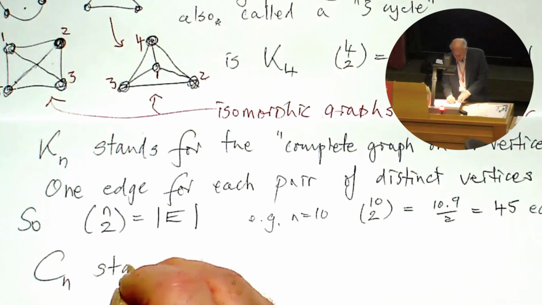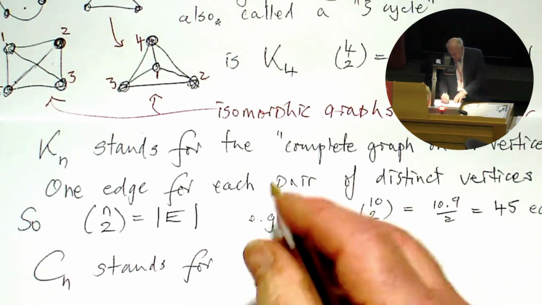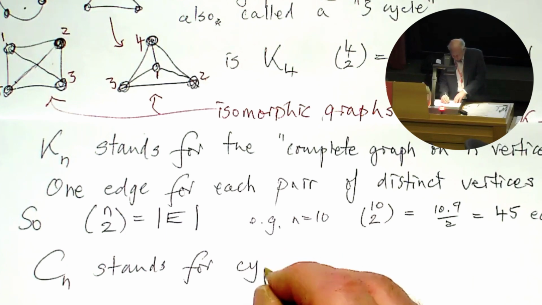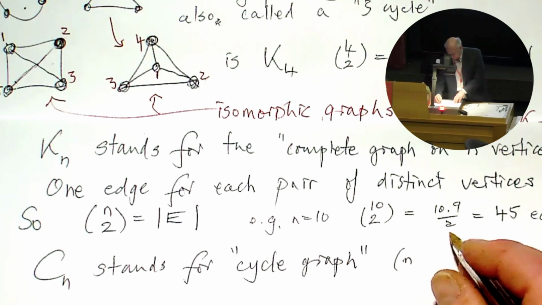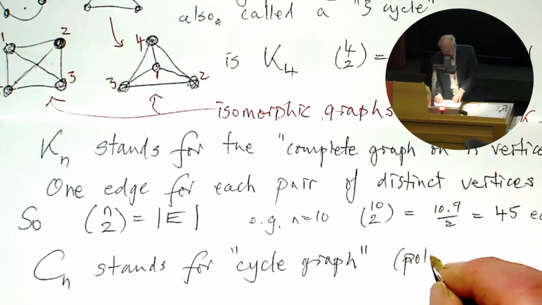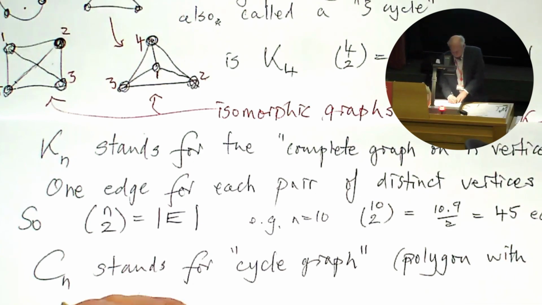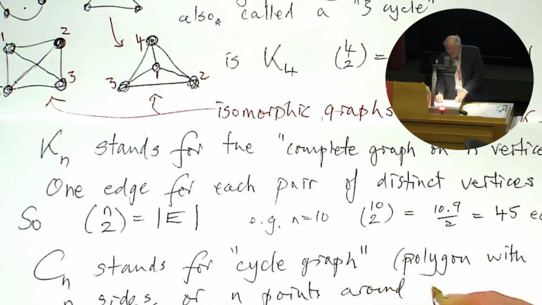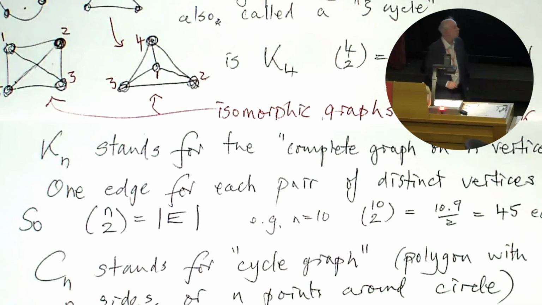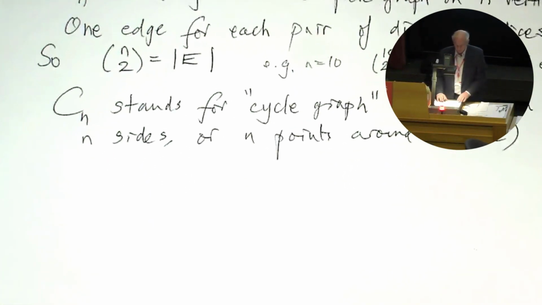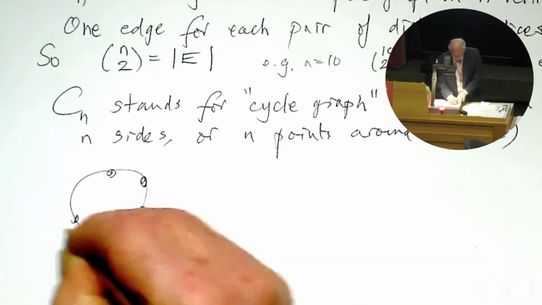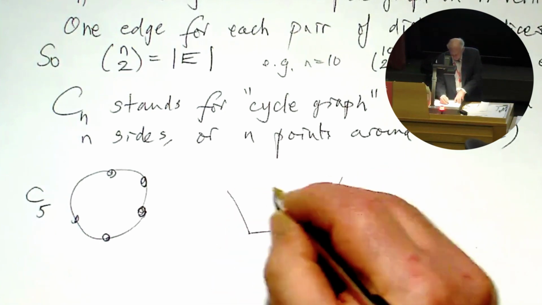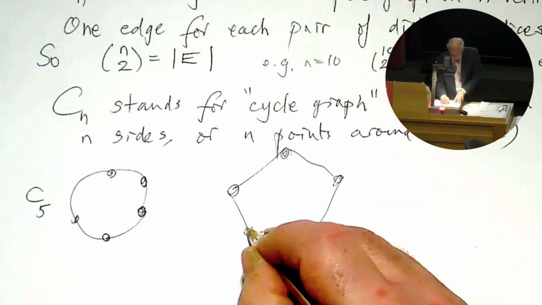Cn stands for the cycle graph, the n cycle. Well, I just call it the cycle graph. N points around a circle, or n points, the vertices of a polygon with n sides, as you prefer. Okay, so here's a 5 cycle. 1, 2, 3, 4, 5. That's C5. Or if you prefer, draw a pentagon. That's also C5.